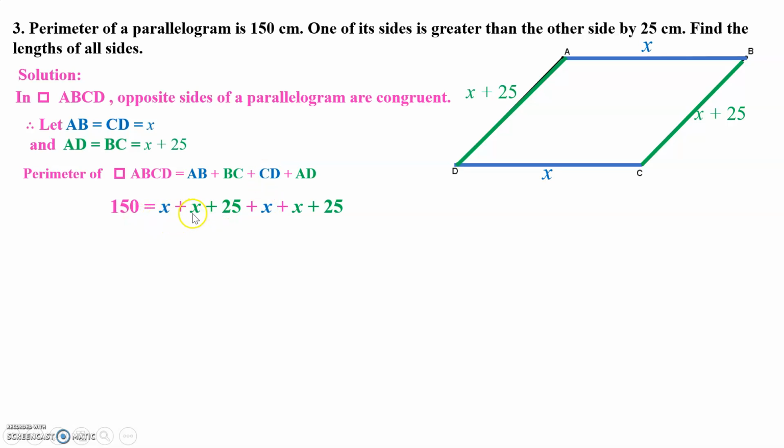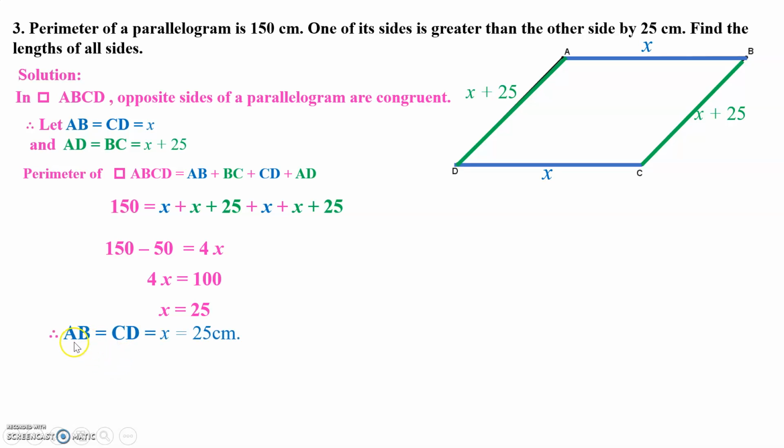Now this will amount: x plus x plus x plus x will be 4x. So we will get 150 minus 50 is equal to 4x. So 4x will be 100 and hence x will be 25. So once we have got the value of x, we can get the lengths of the remaining sides of the parallelogram.